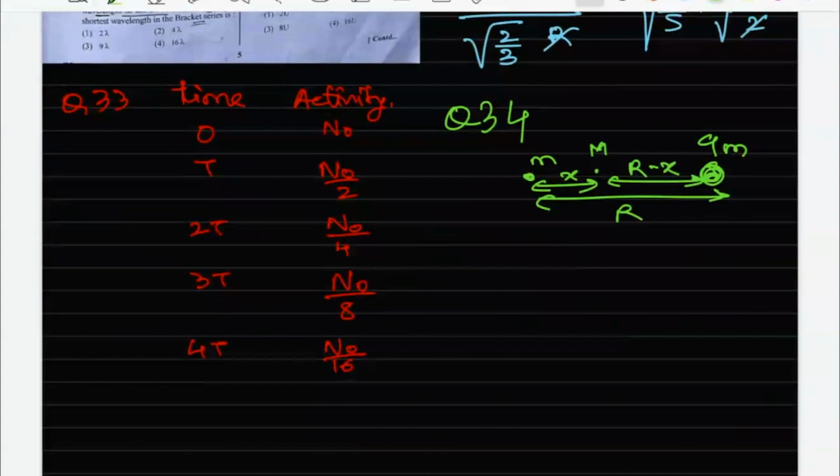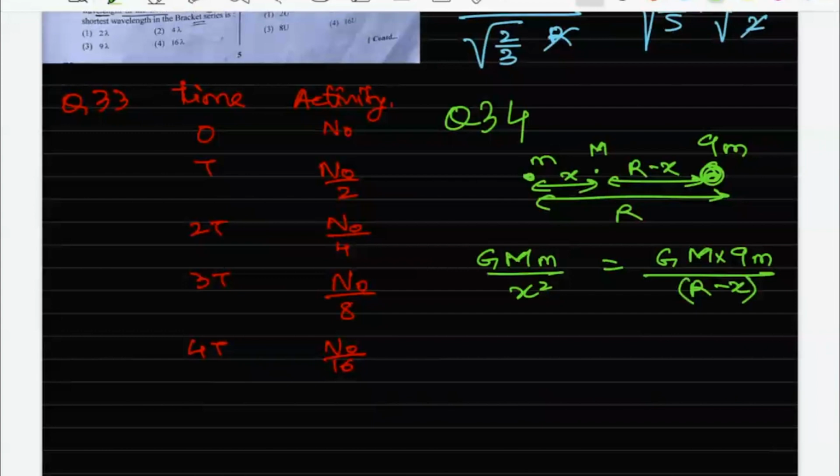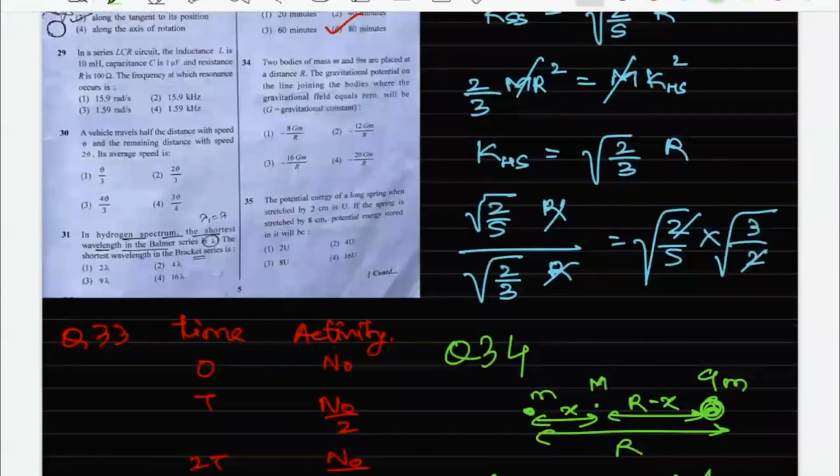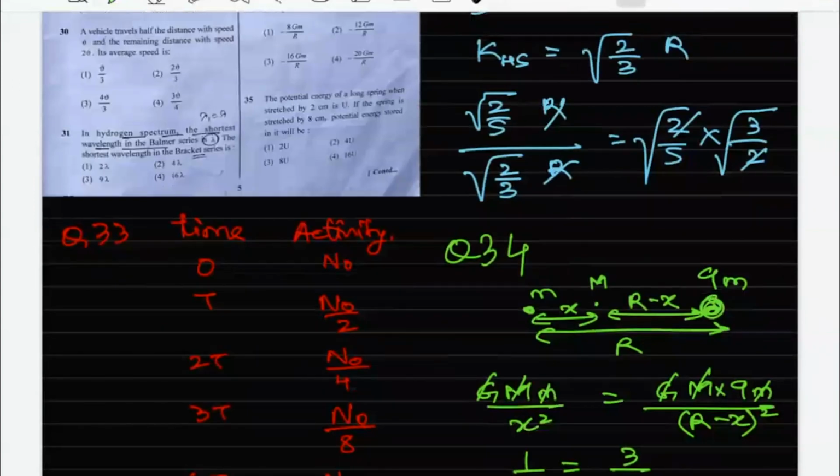Field is 0, that means the force is 0. That means G capital M small m upon x square is G capital M 9 times small m upon r minus x whole square. G m1 m2 by r square, that's what I'm using. So GMm cancelled off, so just take square root. So you have 3 by r minus x, cross multiply. You have r minus x is 3x, or r is nothing but 4x. x is r by 4. So this is r by 4. Okay, you can update the diagram. This is r by 4, and this is 3/4 of r.